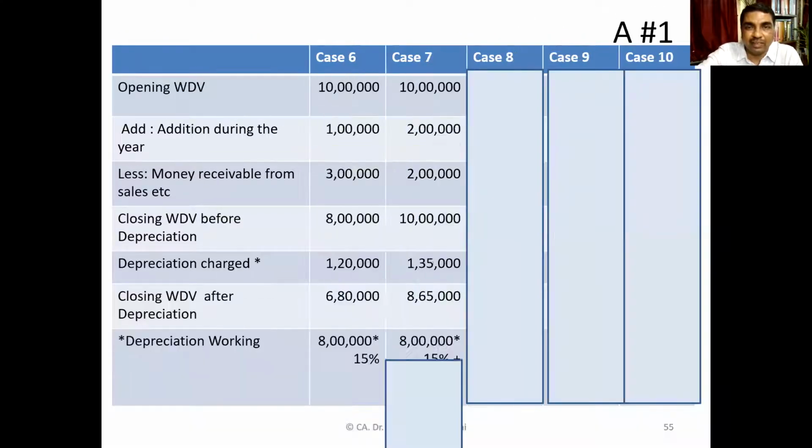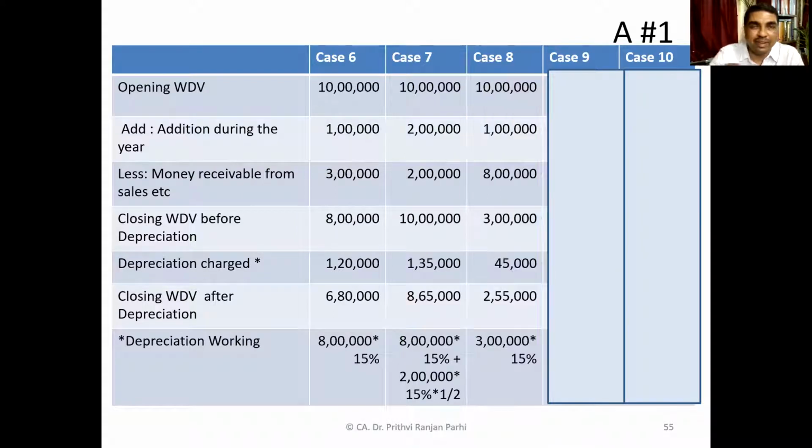Case number 8, if you see, the opening WDV is 10 lakh, addition is 1 lakh, sales is 8 lakh rupees, closing WDV is 3 lakh rupees. On this 3 lakh rupees, depreciation is to be charged. Since the addition is also put to use for less than 180 or more than 180 days, then full depreciation. So the entire 15%, that is 45,000, will be depreciation and 2,55,000 will be the WDV after depreciation.